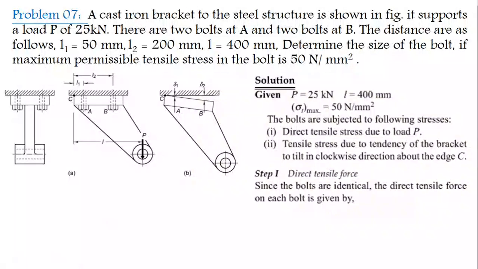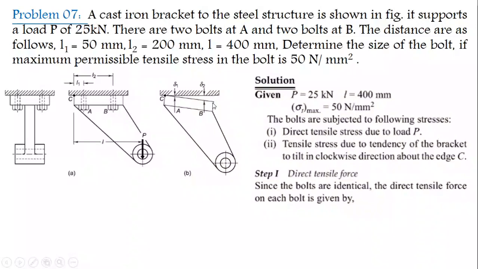In general, the bolt which is located at the farthest distance from the tilting edge is subjected to the maximum force. Here this is the tilting edge. Which bolt is at the farthest distance from this tilting edge? This is B. Bolt B is the farthest distance, so here a larger force, the maximum force, is acting. So here the maximum displacement happens.